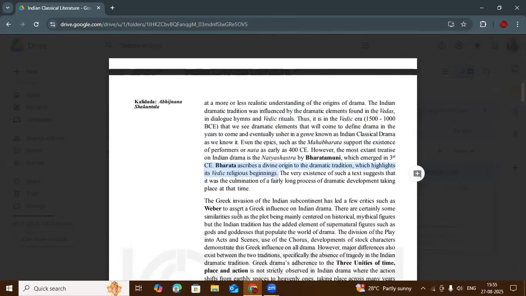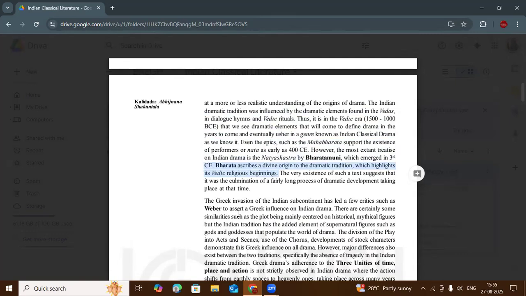So there could be many other books which would have been written about drama, its rules and regulations. They may not have survived. The Natya Shastra was the only text that is existing even today. It all shows that drama has had its beginning from the Vedic era itself. So it was not sudden. It was the result of centuries of development starting from the Vedic era, rituals, epics, and finally you have the formal drama.